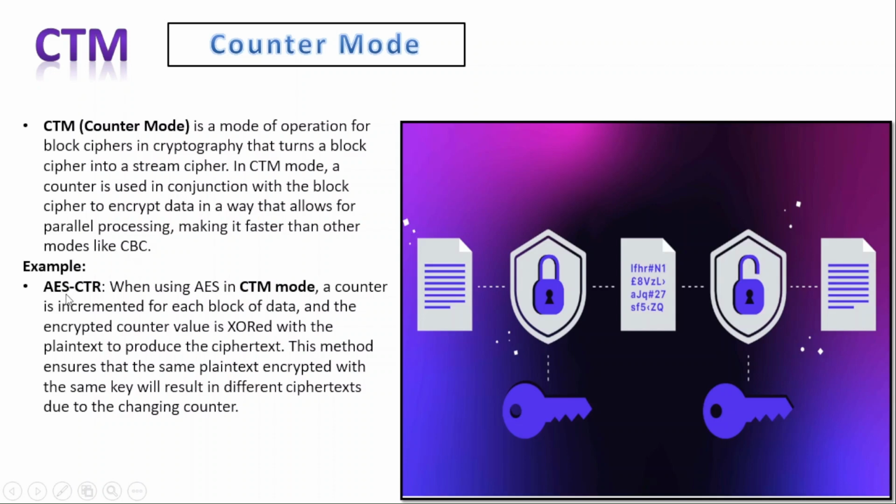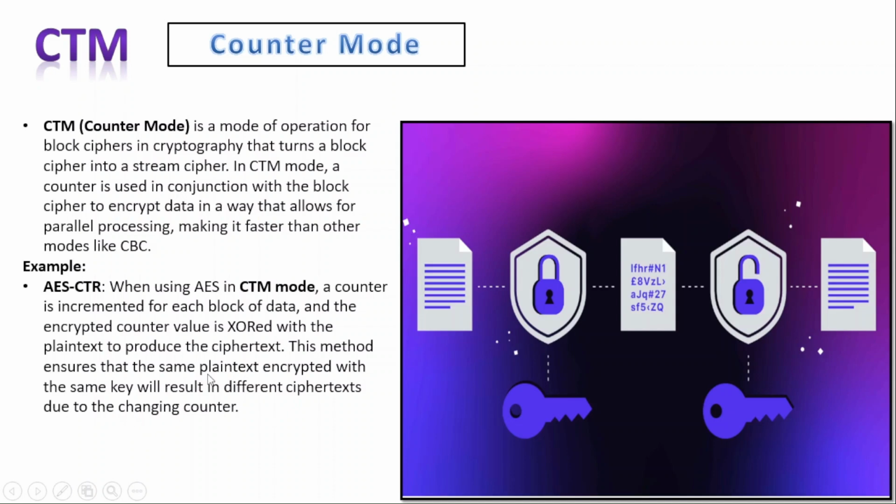Example: AES-CTR. When using AES in counter mode, a counter is incremented for each block of data and the encrypted counter value is XORed with the plain text to produce the ciphertext. This method ensures that the same plain text encrypted with the same key will result in different ciphertext due to the changing counter.